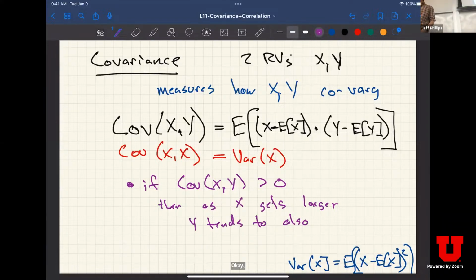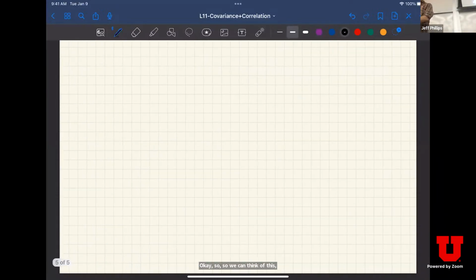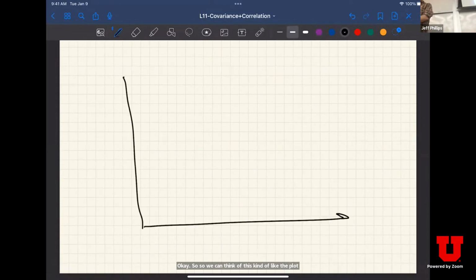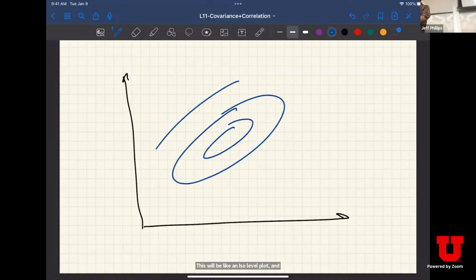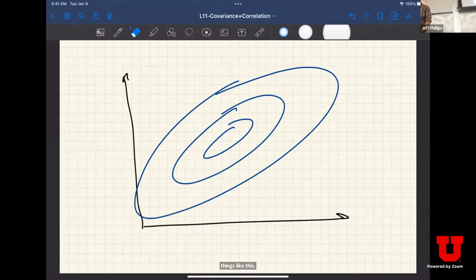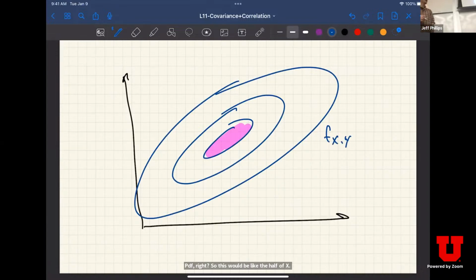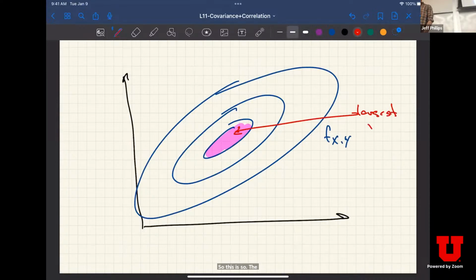So we can think of this kind of like a plot, and we'll actually plot pictures of this later if we keep going, and think of a density plot. This will be like an isolevel plot. Think of the densest layer where you have the highest PDF, so this would be f of x, y. This is the PDF, and this is the largest value. This is kind of how to read this.